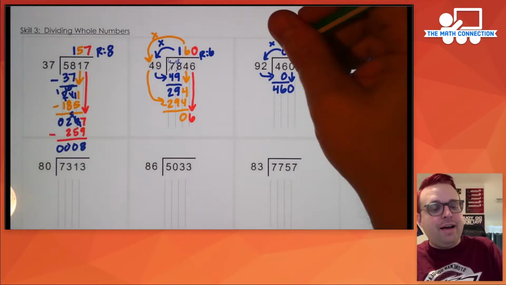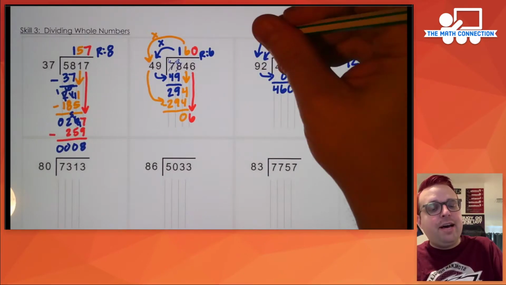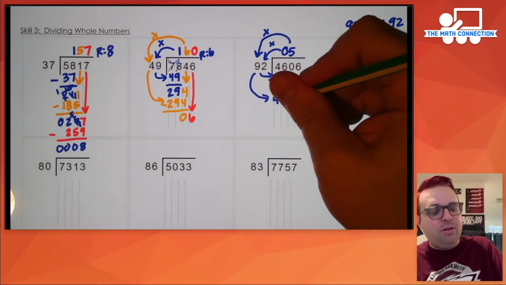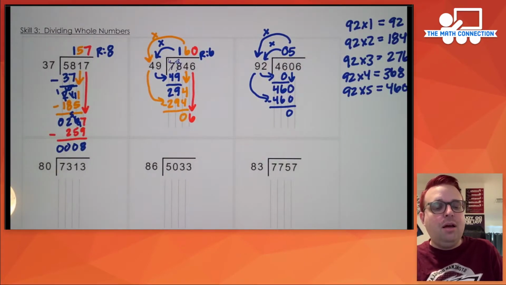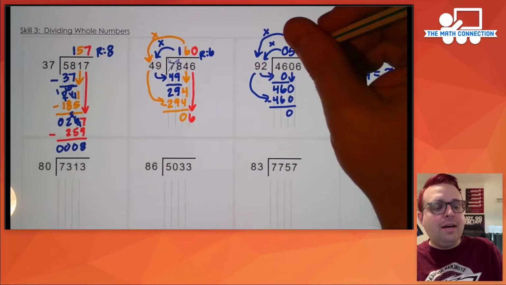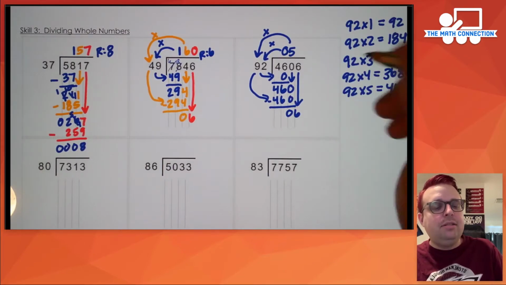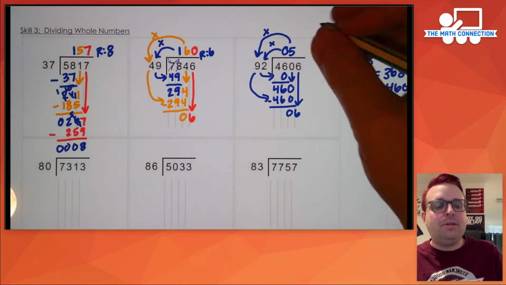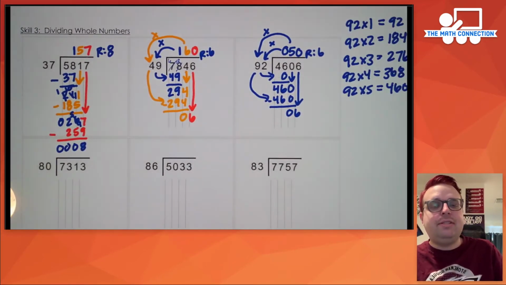So it goes in 5 times, so you put a 5 in this place. You multiply 5 times 92. You plug the result in down here. Well, that's 460. So when you subtract those, you get 0. We're not done because we still have a place here. So we need to pull this 6 down to the bottom. Does 92 go into 6? No, it does not. It doesn't go in any time. So you need to put a 0 here. And then you have a remainder of 6.